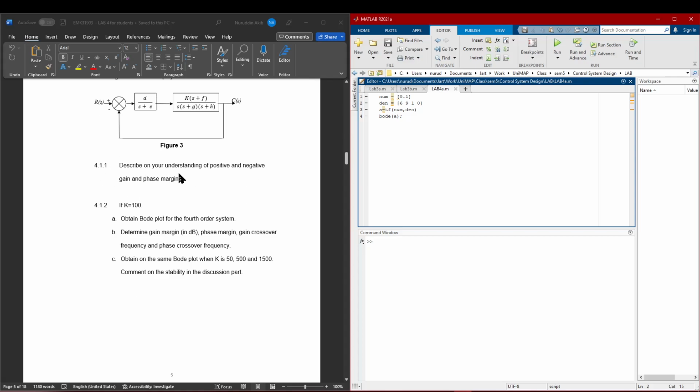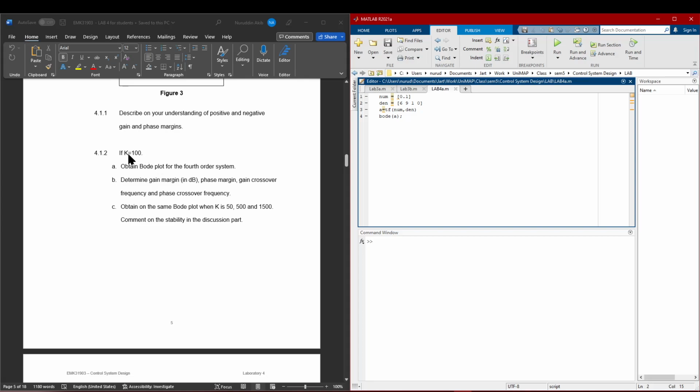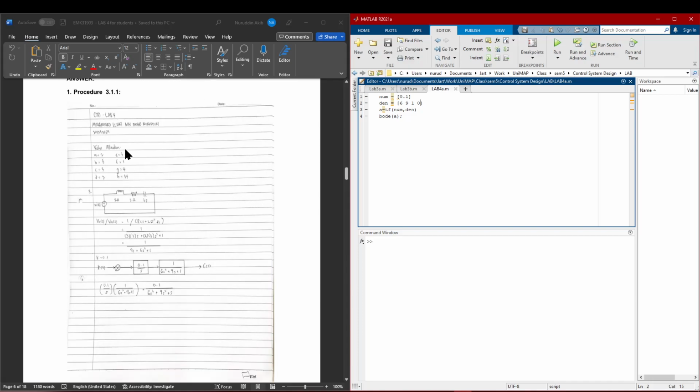Okay, after that, describe the understanding, and K will be 100, and it is the same as procedure 3, but we need to replace the K. Okay, this is the calculation that has been calculated before this demonstration.